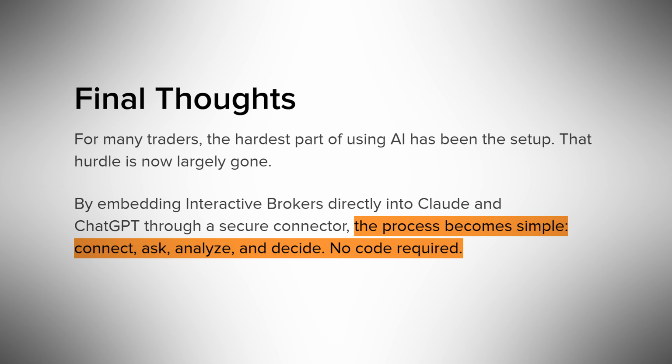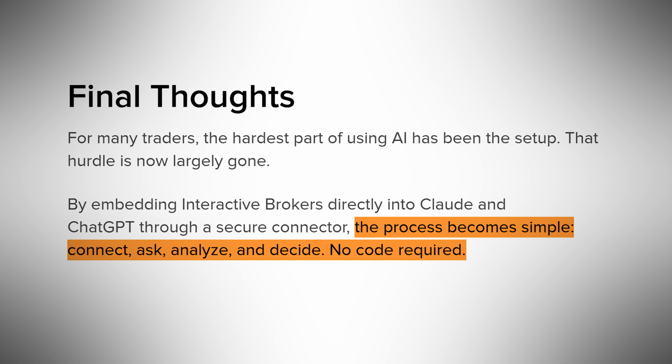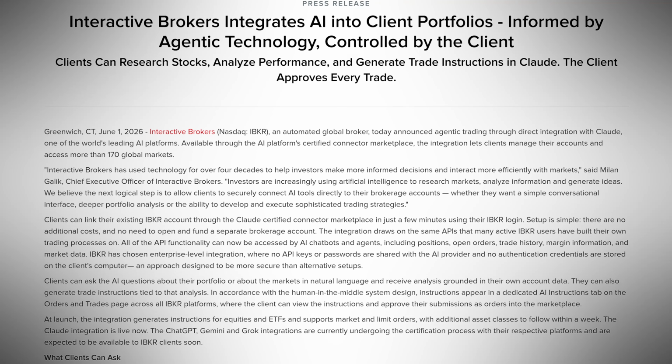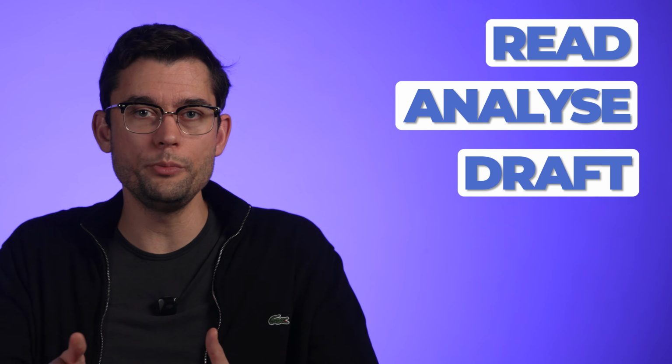IBKR built that in deliberately. The AI drafts, the person decides. It is explicitly not autonomous, and that's a design choice, not a shortcoming. And that's the takeaway. The setup you just built is the rough DIY version of what a regulated brokerage is now putting its name on. Same philosophy: read, analyze, draft. Then let a human pull the trigger. The direction is clear.